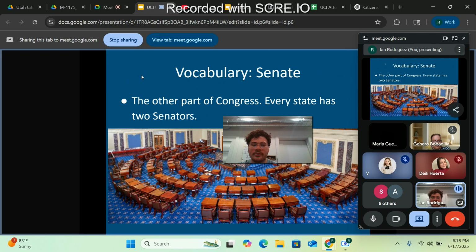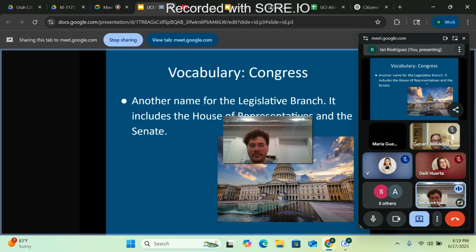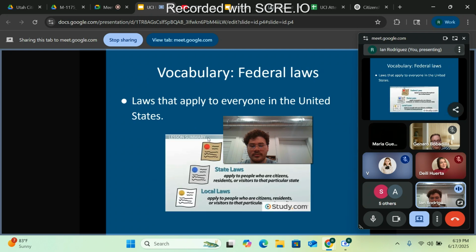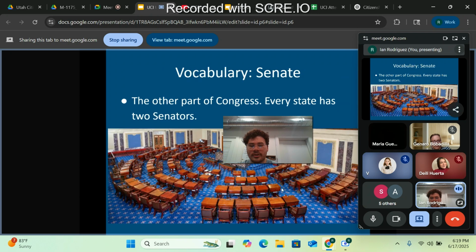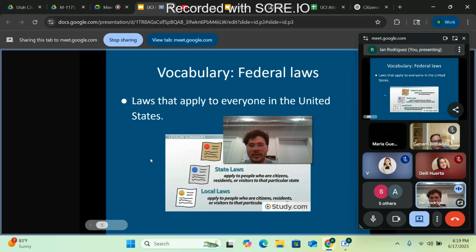Okay, so now we have the Senate. This is the other part of Congress. And every state has two senators, every single state. And these images right here, so this is the House chamber, which is inside of the U.S. Capitol building. It's inside of there. And then this is the Senate chamber, which is also inside this building, the U.S. Capitol.